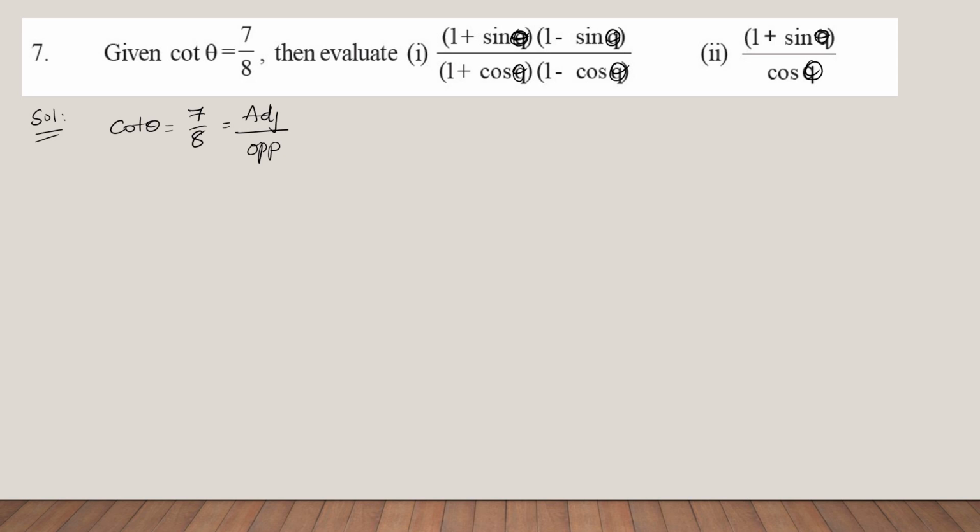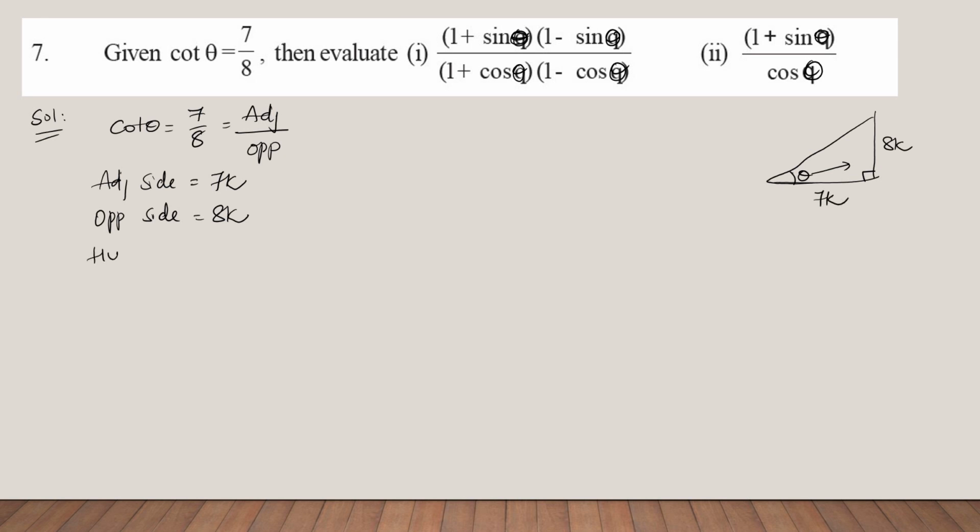So let us see first with the general approach. cot theta is equal to 7 by 8, which is nothing but adjacent by opposite. So from this we can say adjacent side is equal to 7 times some k, and opposite side is 8 times some k. Now if I consider a triangle in which this angle is theta and this is 90 degrees, then opposite is 8k and adjacent is 7k.